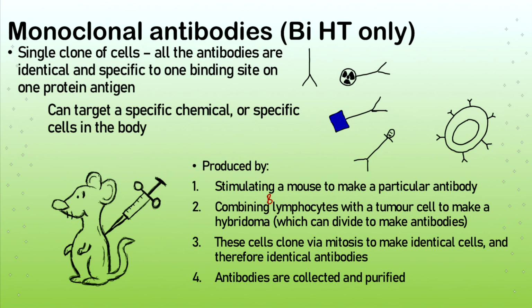They have no reproduction limit, so they can reproduce as many times as they like, whereas typical cells stop reproducing after a while. So we've got these quick reproducing cells that can also produce antibodies. Brilliant combination. These cells will then clone via mitosis, a process you know from topic 1, and they'll make identical cells and therefore identical antibodies. They'll produce loads of these antibodies in a lab, and these antibodies can be collected and purified.